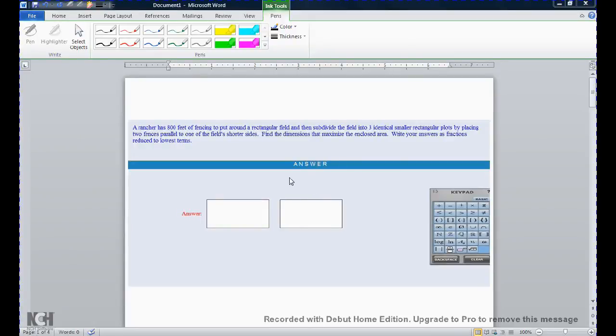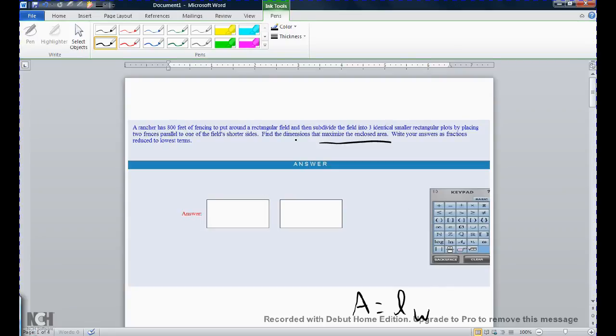Now let's look at this example. You'll notice that we have the words maximizing area. The formula that we want to use is A equals length times width. Before we can use that, we notice we have too many variables, L and W. We need one of these to be in terms of the other.